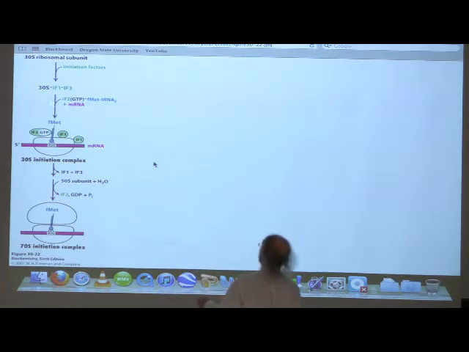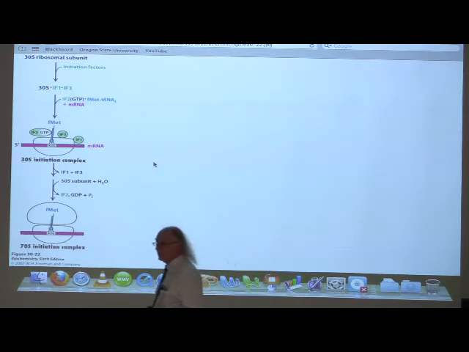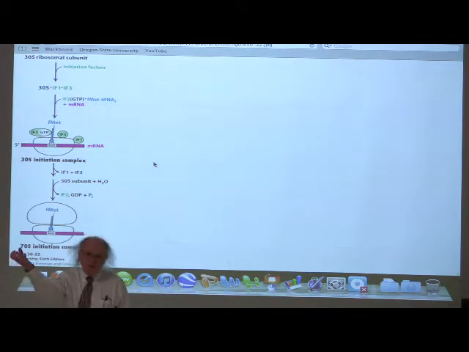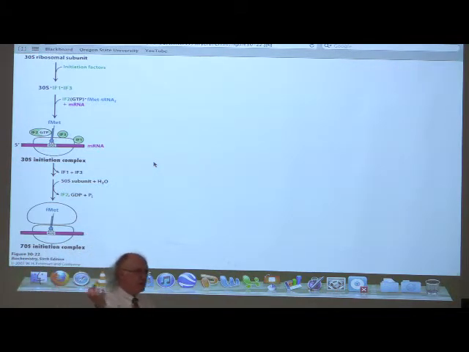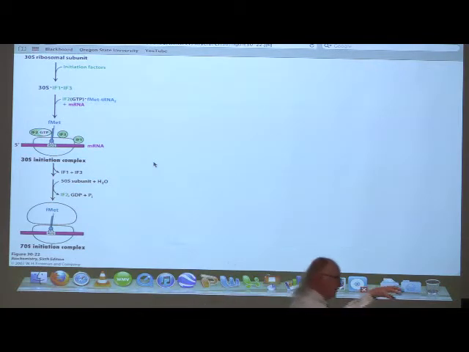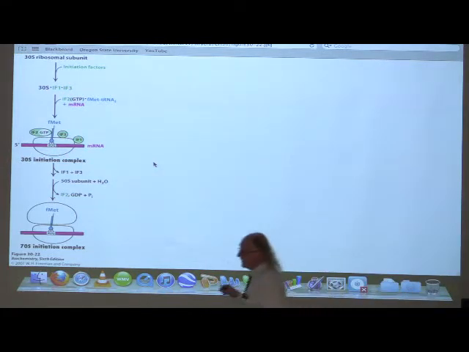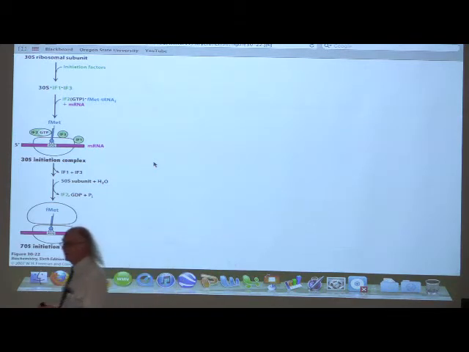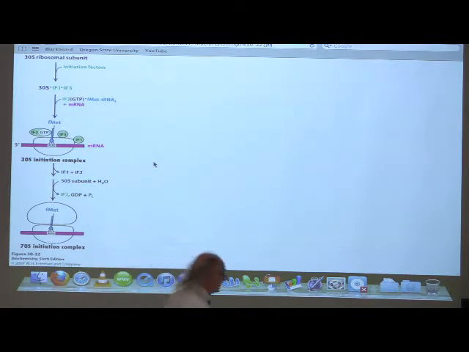The third initiation factor, which in this case is IF2, binds to the initiator tRNA. What's the initiator tRNA? Well, that's the one that's going to be complementary to the AUG in the messenger RNA, and it's going to have methionine on it. You say, well, wait, what's the F on there mean? All right? Well, bacteria do a funky thing. They modify the very first amino acid that goes into the protein. They put a formyl group on it.